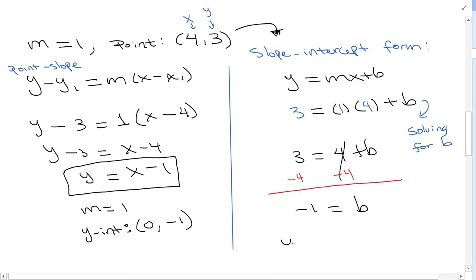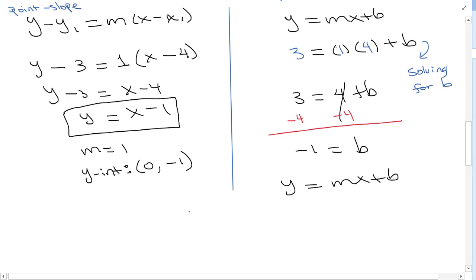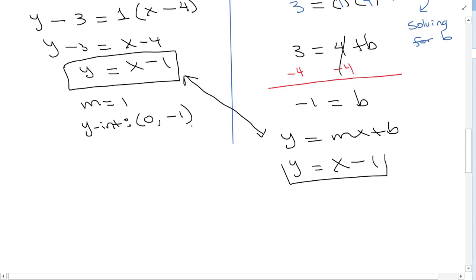And so now we put it into the y equals mx plus b form. Now that we have b, so I will have y equals the slope is 1, so just 1x, so it's just x, and b is -1. And so this will be the equation of my line, which notice they are the same thing. So those are the two ways of finding the equation of a line.